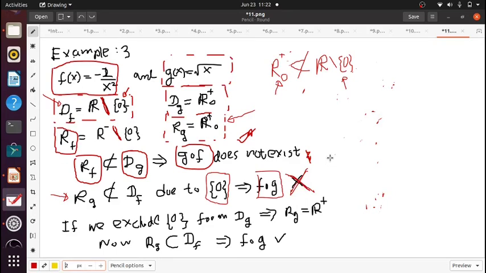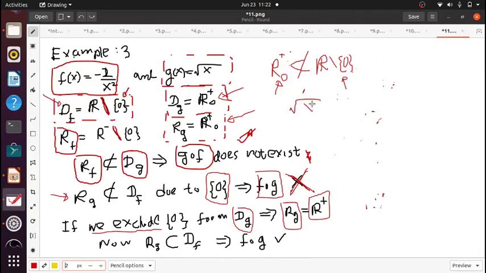But as I said earlier, if you are asked to find f of g somehow, you can check whether they have any common elements. Now if we exclude 0 from the domain of g, if somehow we exclude the element 0, then definitely the range of g will be only the positive real numbers. Let me show it here.